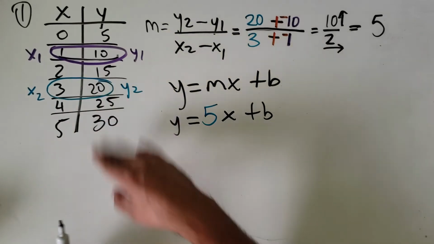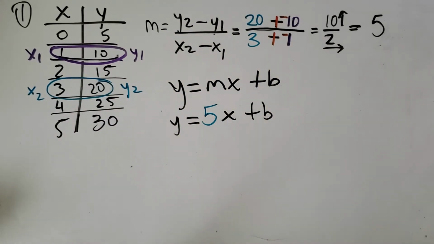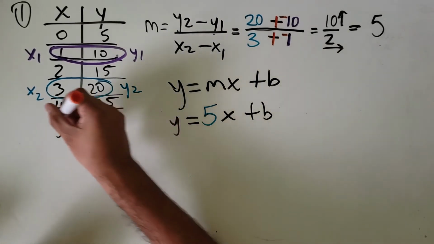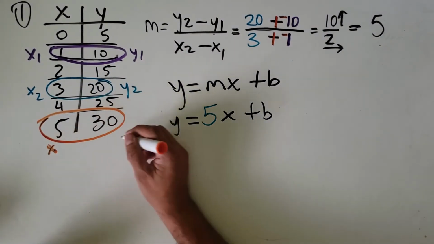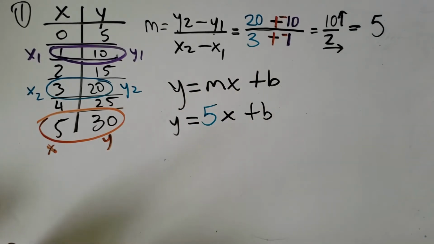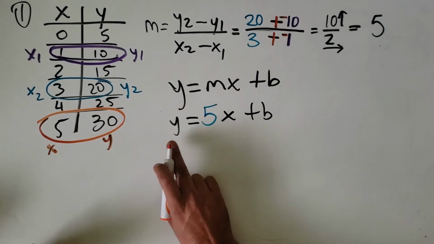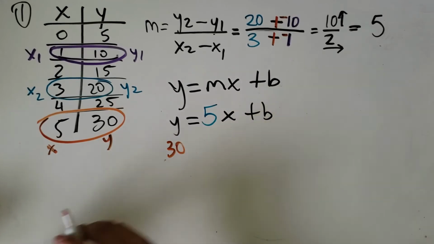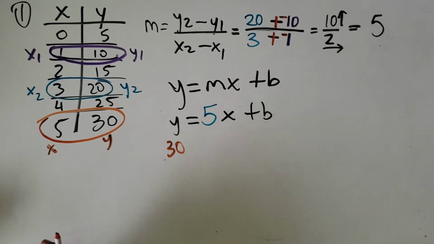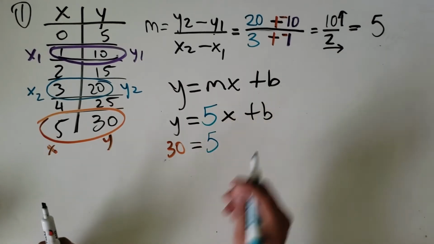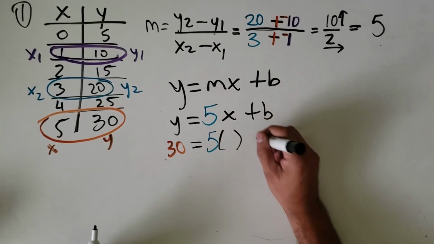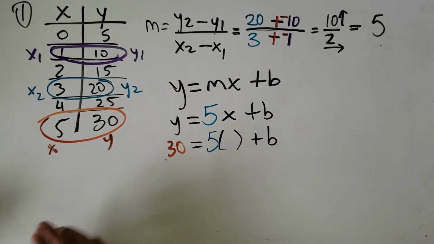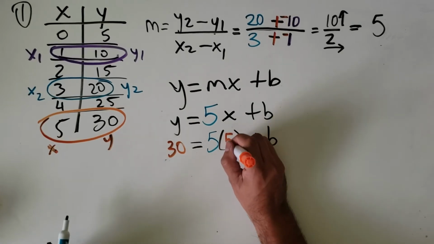So I can pick whichever ones I want from here. So let's say I pick, and let's go ahead and choose orange. Let's say I pick the last one just because it's down here. Okay, so this right here is my x, this right here is my y. So now I'm going to put them in the equation. So my y is a 30, equals, and then my slope, which was in turquoise, 5, and then my x is in parentheses, and it was a 5. So that's going to go in here.